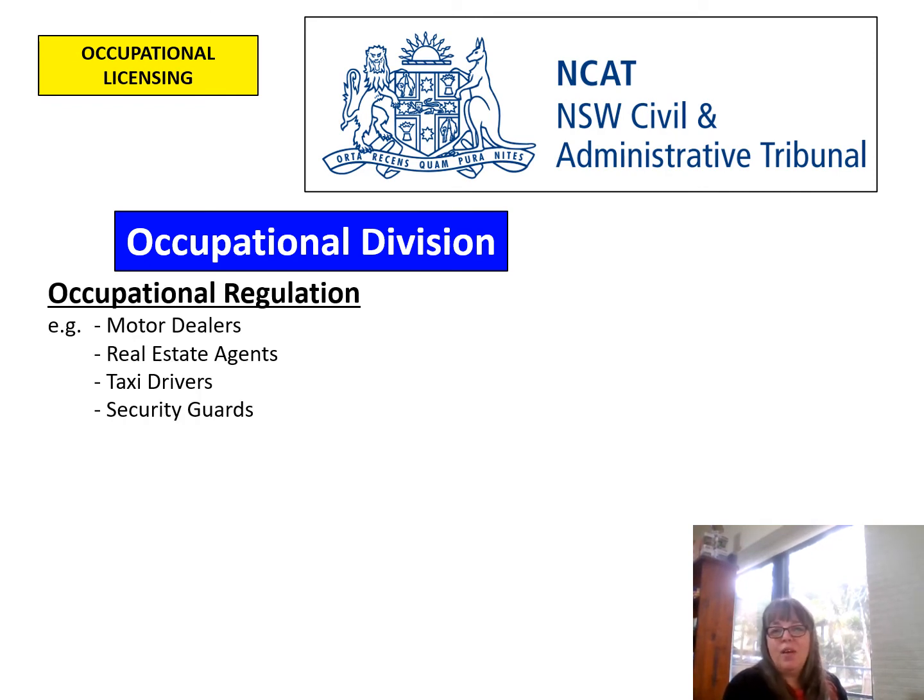NCAT, the New South Wales Civil and Administrative Tribunal, has an occupational division where they look at the regulation of people like motor dealers, real estate agents, taxi drivers and security guards. Again, it's important that these people are regulated and licensed. Taxi drivers, for example, if you are getting into a vehicle at the end of a large evening out, you want to trust that the person that is driving you home is going to take you home safely if you are not at full capacity. Same for security guards, they have a great deal of power.